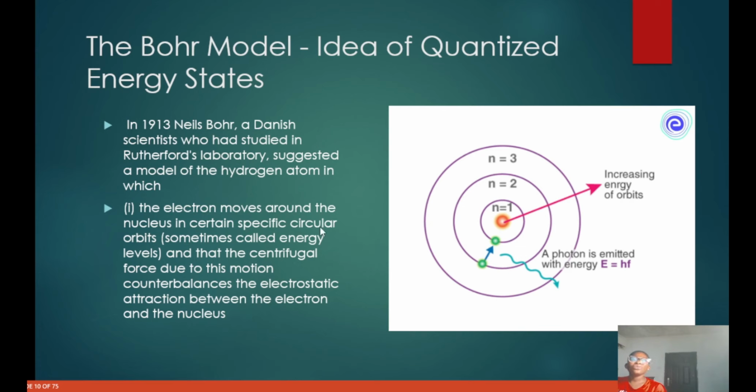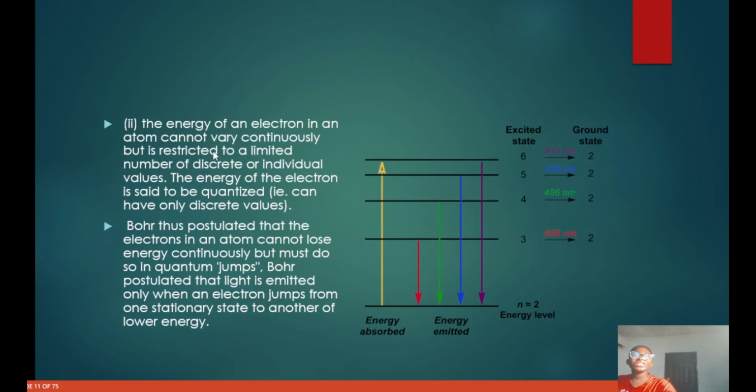So they said the electron moves around the nucleus in certain specific circular orbits, sometimes called energy levels. These are the energy levels. This is the ground state, energy level 1, energy level 2. And the centrifugal force due to this motion counterbalances the electrostatic attraction between the electron and the nucleus. The energy of an electron in an atom cannot vary continuously, it cannot just move anyhow. These things represent the circles we drew the other time. The circles I drew, this is the ground state, then it can move to the second circle, the third circle. We just use it so we can visualize it very well.